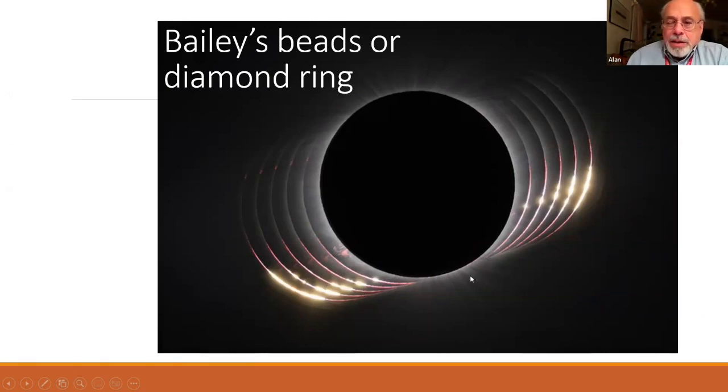It depends exactly on the libration of the moon. It depends on where you are with respect to the central line, and a couple of other factors, but it can be quite pretty. And it's easily observable because you're still observing direct sunlight. And this is the point where you know you can take your solar glasses off, because you're not going to get damaged at all by the sunlight.